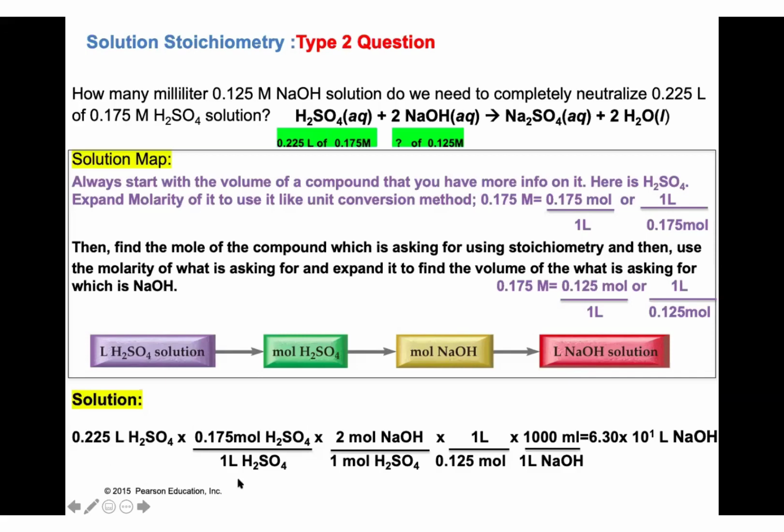Then which one I should use here? I should use the left one. Why? Because it should cancel out with the liter of the previous denominator. I come up with the mole, then what should I do? I use the chemical equation to relate the 2 compounds to each other. 1 mole of H2SO4 is from the 1 as a coefficient, and 2 mole of NaOH, which is 2 from the 2 as a coefficient of NaOH.